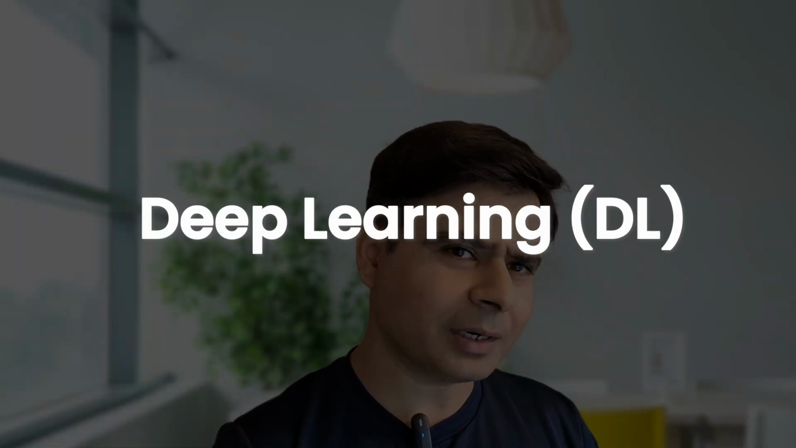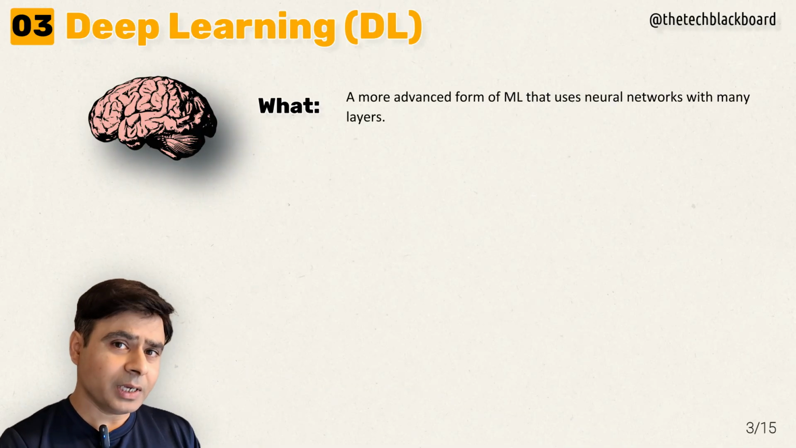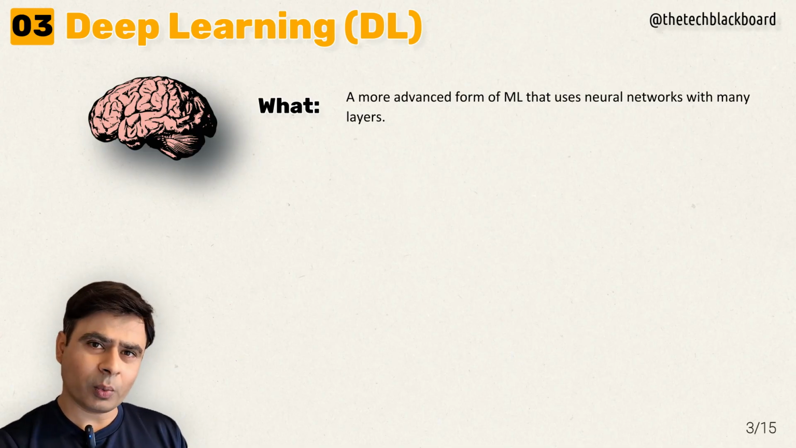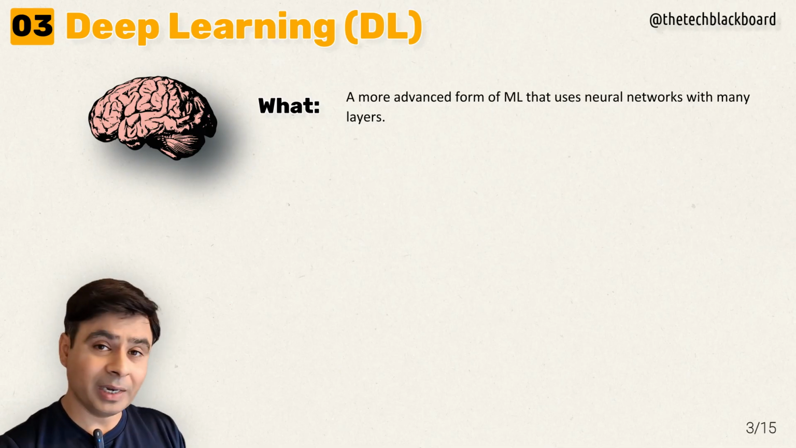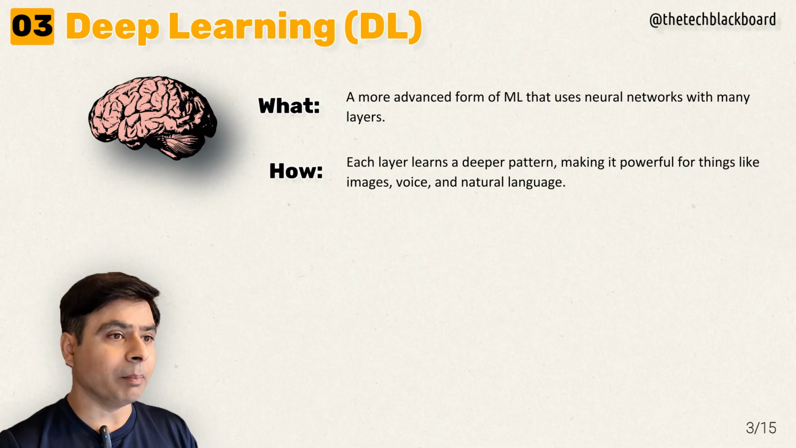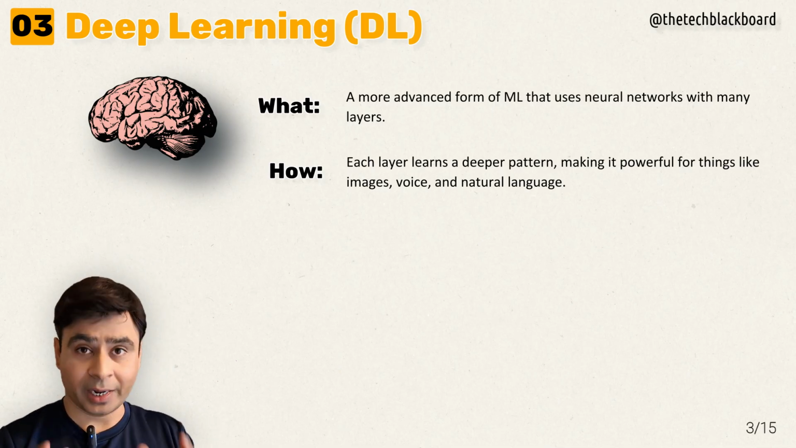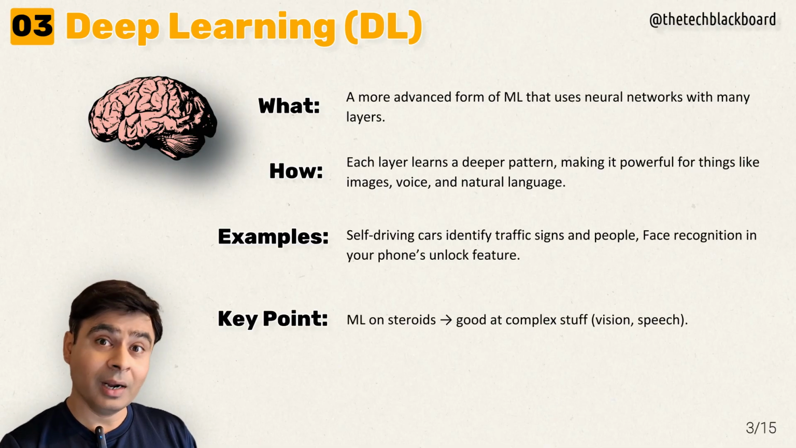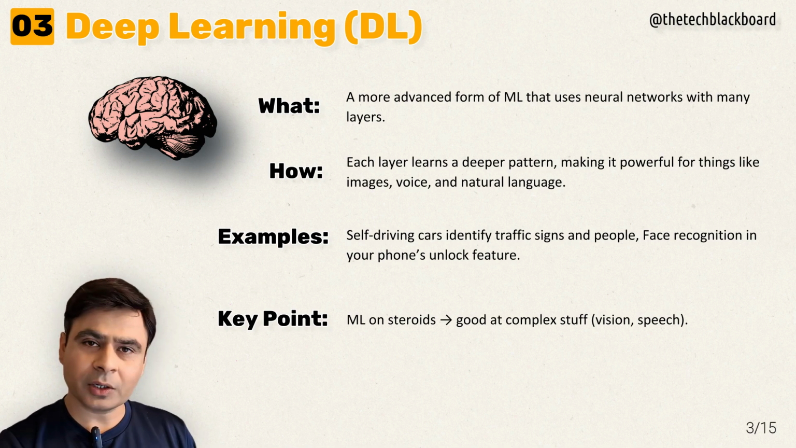Now let's come to the third term, and that is deep learning. In simple words, deep learning is one step even further than machine learning. It is a more advanced form of machine learning that uses neural networks with many layers. And how does it work? Well, every layer learns a deeper pattern, making it powerful for things like images, voice and natural language. And the examples could be self-driving cars identifying the traffic signals, the people, the hurdles on the road, and also the face recognition in your phone.